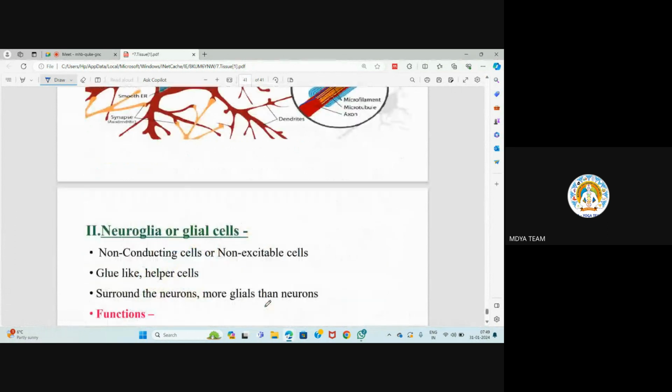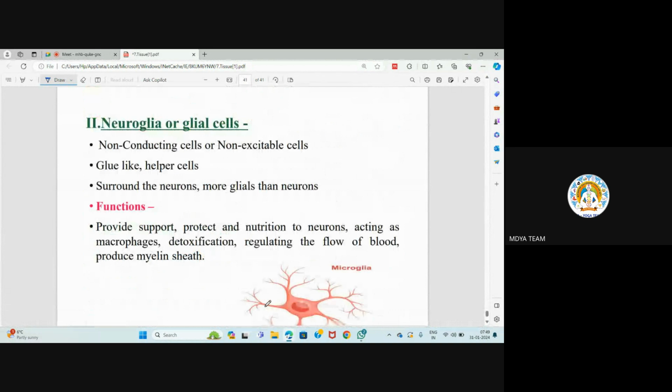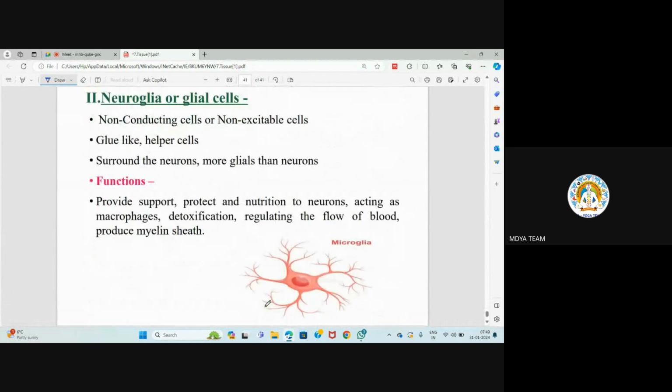Now come to neuroglia or glial cells. These are non-conducting cells or non-excitable cells. So here comes the difference between neurons and neuroglial cells. Okay. So what is the main thing?